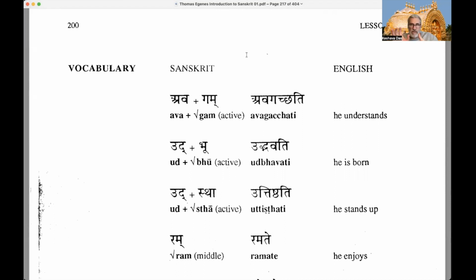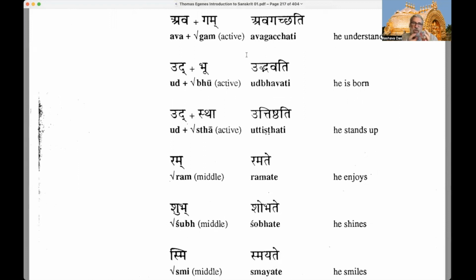So up until now we had gach, or gachati, meaning he goes. Agachati means he comes, but here we have avagachati, means he understands. So now we have ud as the prefix, bhu, bhavati, bhu or bhav, which is the stem from the root bhu, to be, right? So ud bhu, and remember ud means up or out, right? So when he comes out from the mother's body, or when he stands up for the first time, is lifted up for the first time, it means he's born. So that has the meaning of being born. So udbhavati means he is born.